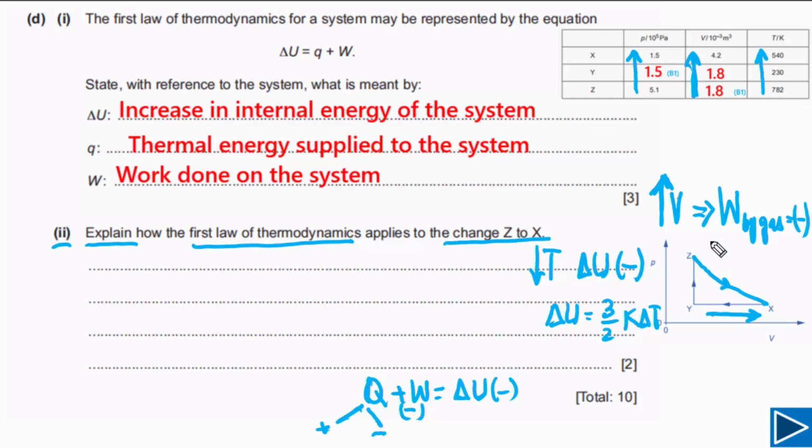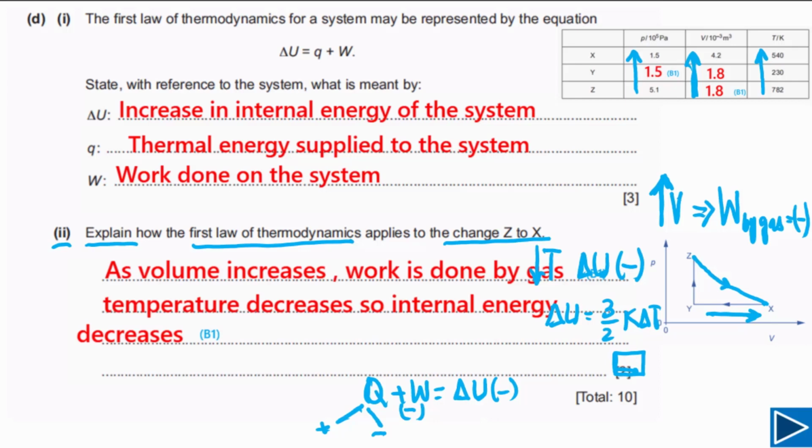So we can say as volume increases, work is done by gas. As temperature decreases, it means internal energy decreases because the change in internal energy is negative. So you have to write these 2 points. You will get 2 marks. But don't try to explain this with the help of thermal energy, because that is not possible, since we don't have the exact values of W and delta U. This is how you can write down your final answer. If you have mentioned these 2 points, you will get 2 marks.